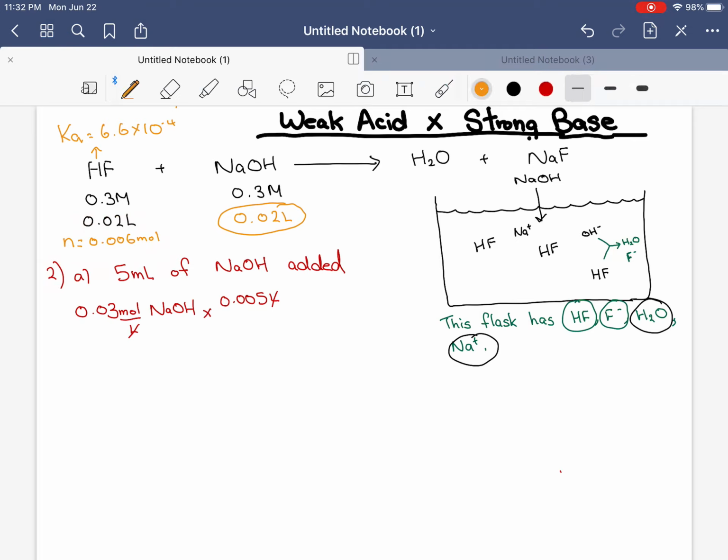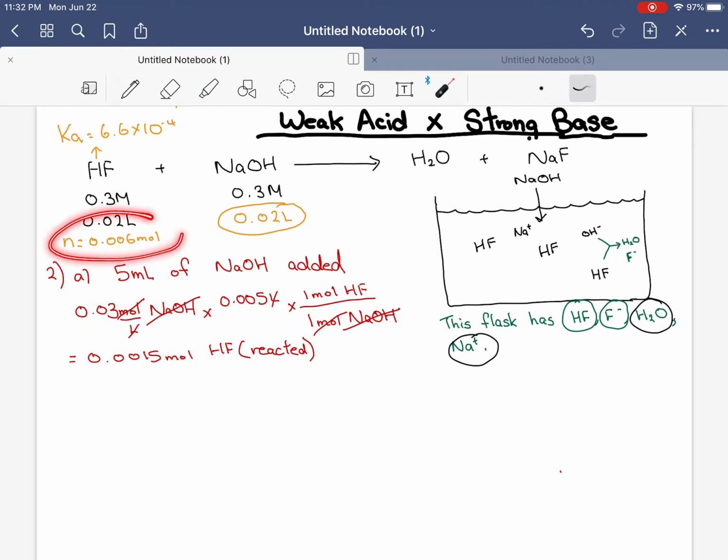Now, that's not hard to do because it seems like we've done this before on part one of this video. Thank goodness the HF and NaOH is 1:1, because for every HF, it reacts with every mole of NaOH. So mole and mole cancel, NaOH and NaOH cancel, and you are going to be left with how much mole of HF was reacted. And the answer is 0.0015. And this is reacted. Okay? So out of 0.006 mole of HF, this amount was used to create H2O and F-.